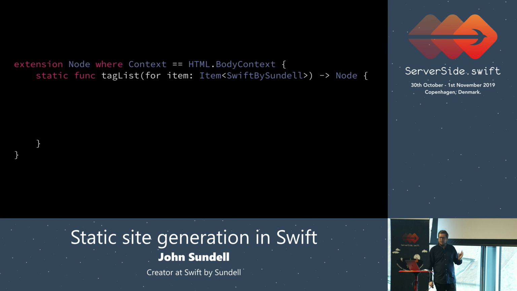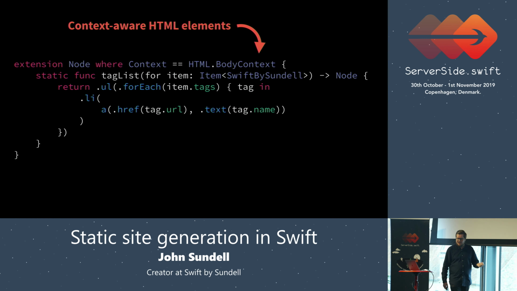And here's what that looks like. You simply type out Swift code as if it was HTML. You can use UL and LI. You can use for each struct. You get each tag in, and then you can return an anchor tag with a specific href and a specific text. It looks like HTML, but it's 100% type safe.